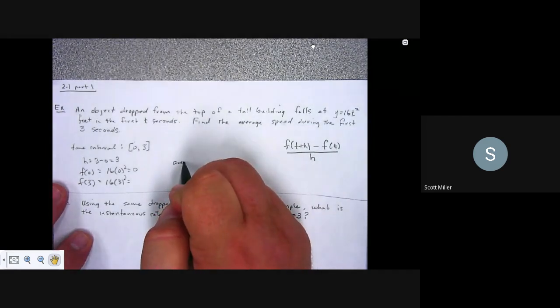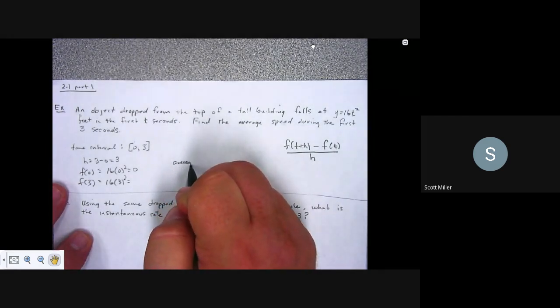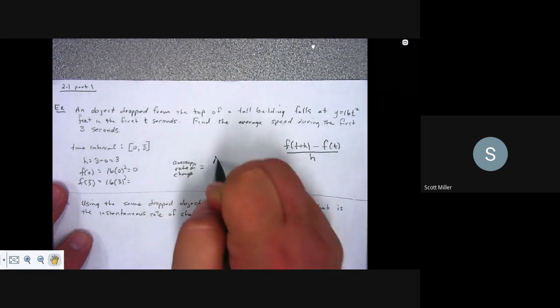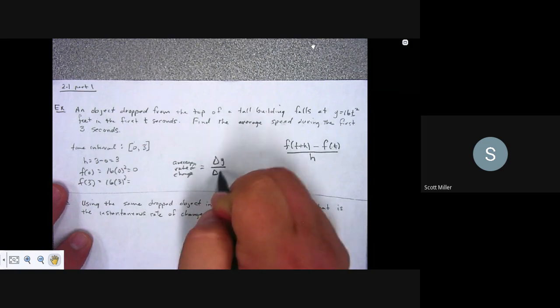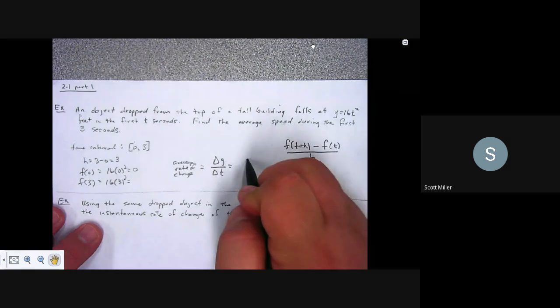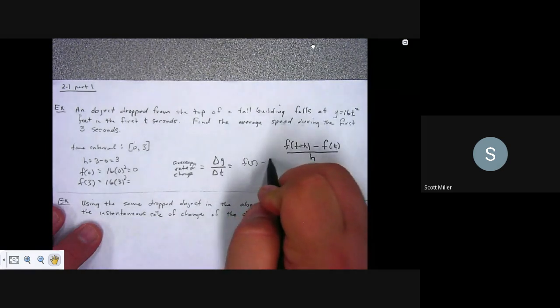So our average rate of change is going to be our change in y divided by our change in time. And our change in y is going to be f of 3 minus f of 0. And then down here will be 3 minus 0.